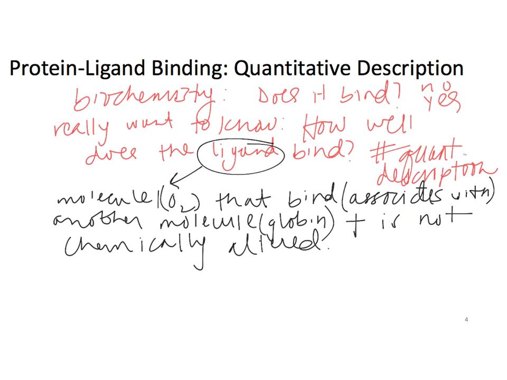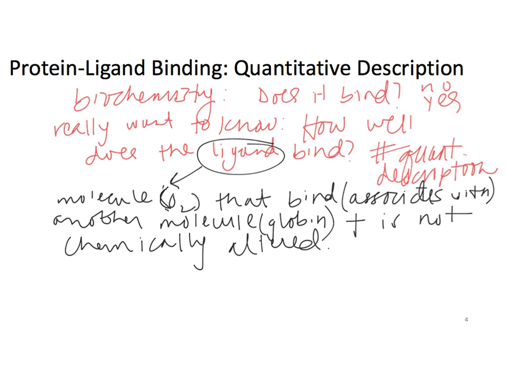So a ligand is not changed into anything else after binding. A substrate in a reaction might be changed into a product. In this case, the ligand comes in as O2, and when it unbinds, it is still O2. It has not been chemically manipulated.